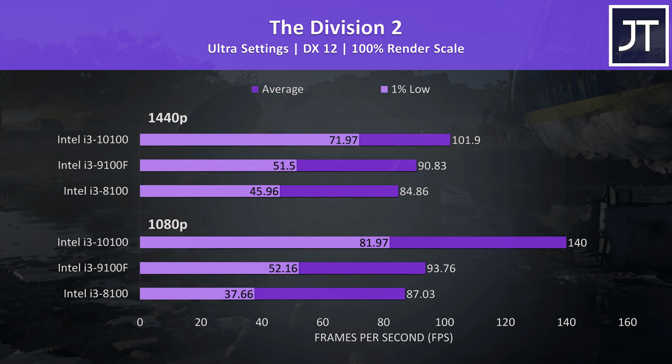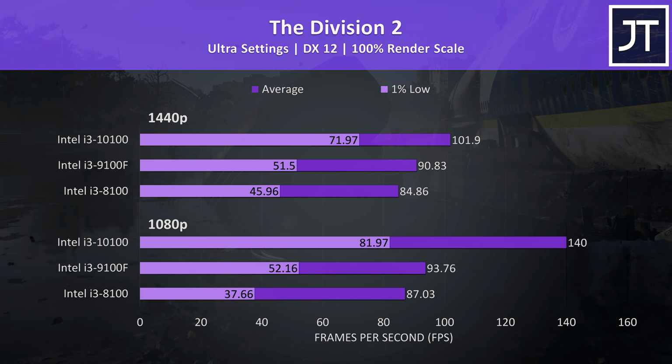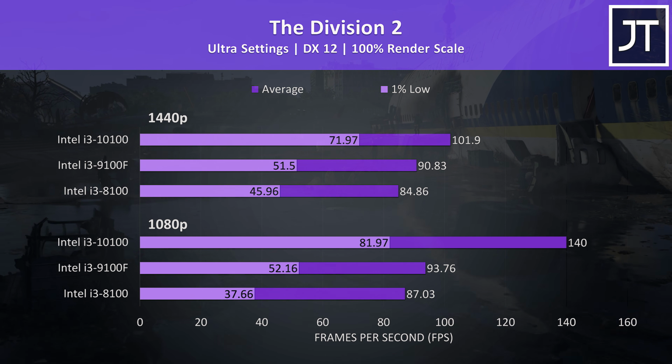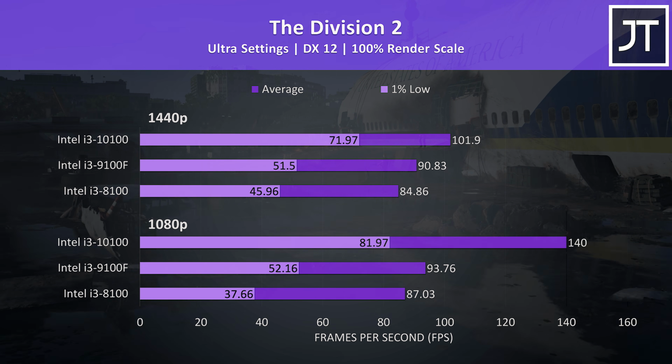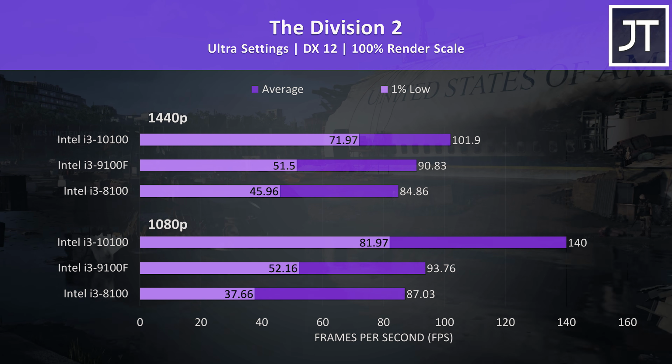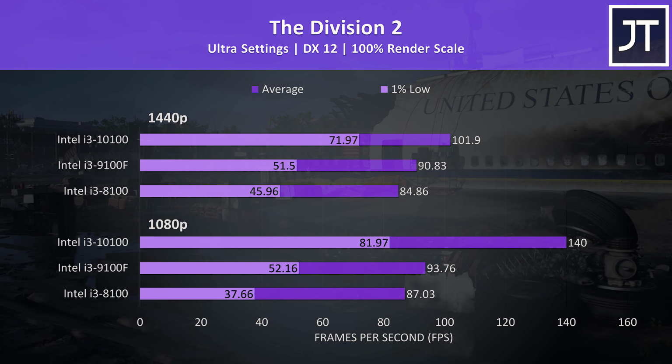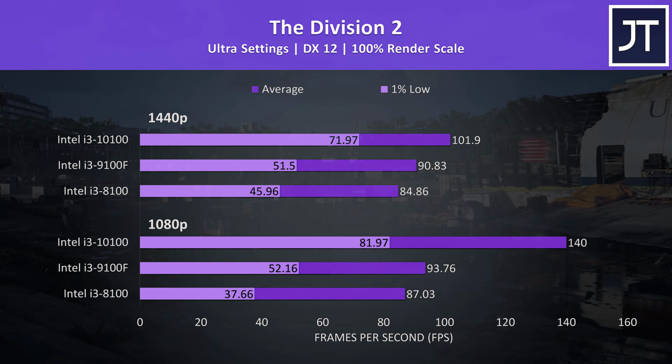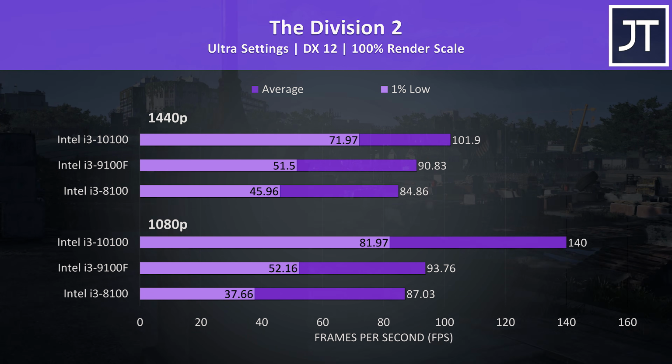The Division 2 was tested using the game's benchmark tool, and with the 1080p resolution, the 10100 had the biggest improvement out of all 15 games tested. At 1080p, it was 61% faster than the 8100 and 49% faster than the 9100F. So some big gains that must be down to hyperthreading.